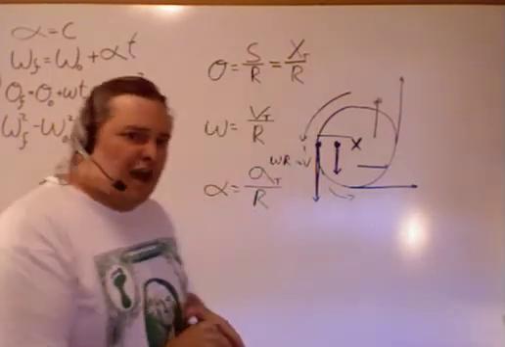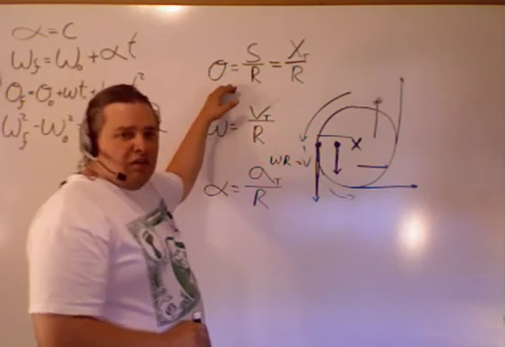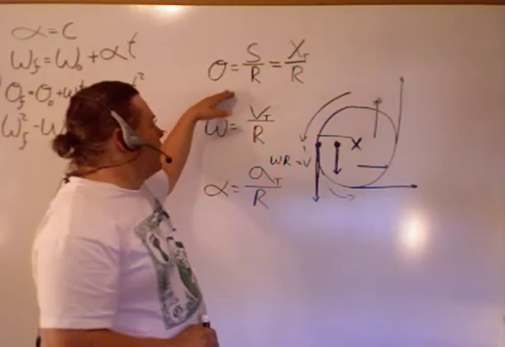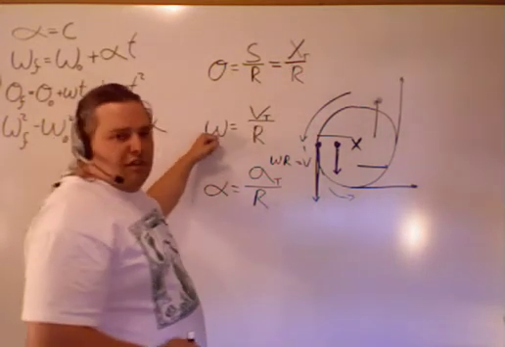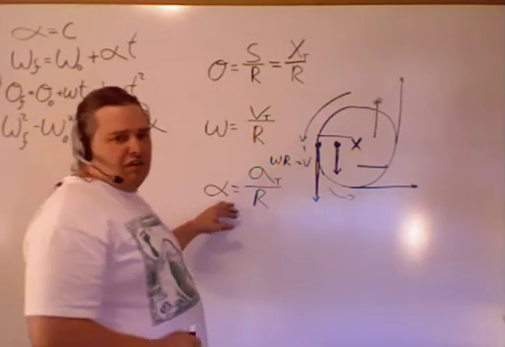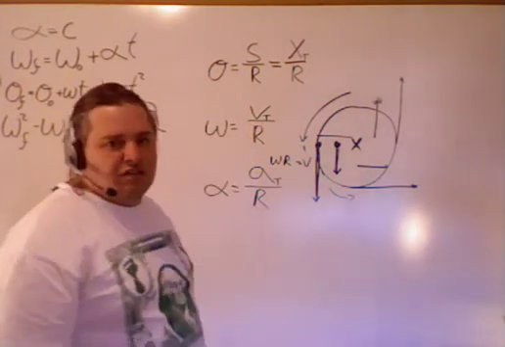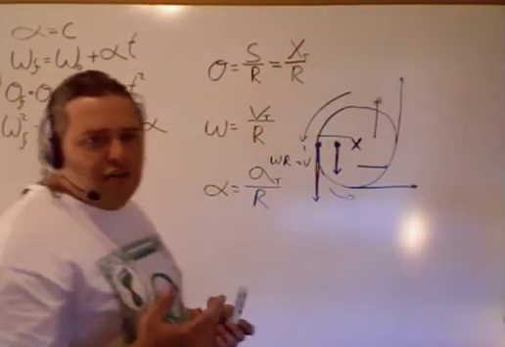Okay? So that means that my theta, my angle, is my position divided by radius. My angular velocity equals my tangential velocity divided by radius. My angular acceleration is my tangential acceleration divided by radius. Okay, those are the other three equations. So that is rotational motion.